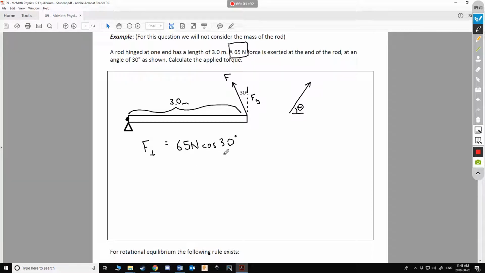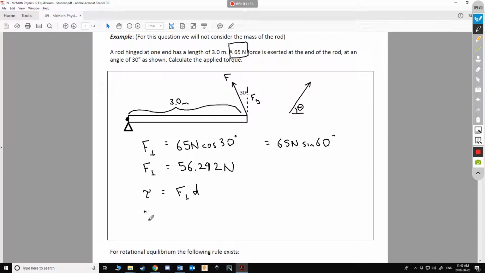Again, we could have just as easily written this as 65 newtons sine 60 degrees, because cos 30 and sine 60 is the same. So you find out force perpendicular is equal to 56.292 newtons. And then our torque is going to come out to be our force perpendicular multiplied by the distance. So this is going to be 3 meters times that 56.292.